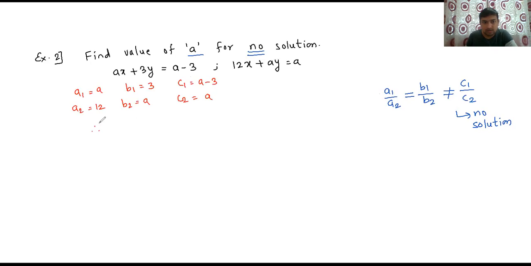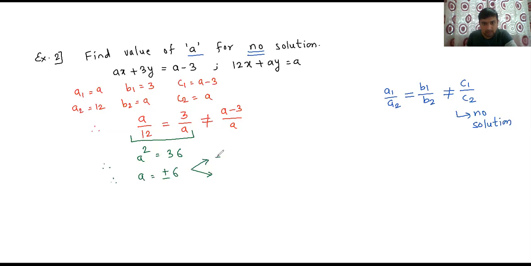So condition. Okay, let us use this. So what is A1? A upon A2? 12 should be equal to B1 3 upon A should not be equal to A minus 3 upon A. Okay, so let us consider these two first. So by cross multiplication, what you will get? A square is equal to 36. A will be equal to plus minus 6. That means there will be two values of A. It will be either plus 6 or minus 6.